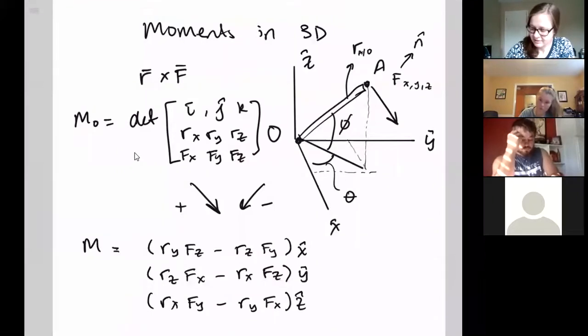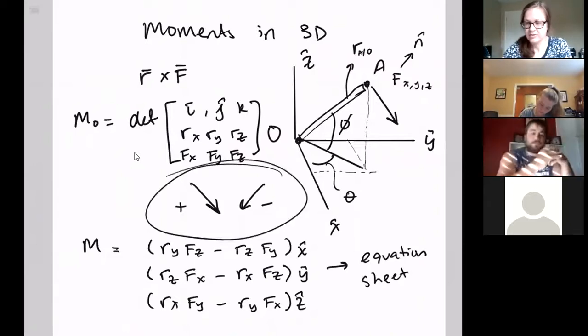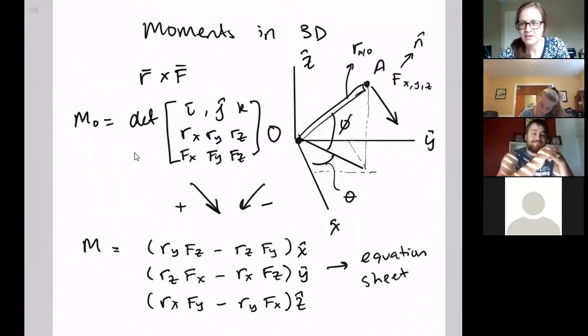I will be providing this on the exam. So this will be part of an equation sheet that I provide. So if you don't want to do this rule or even plug it into your calculator, just know that I will have this full equation on the equation sheet for moments in 3D.